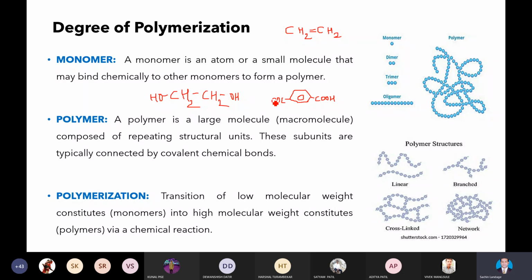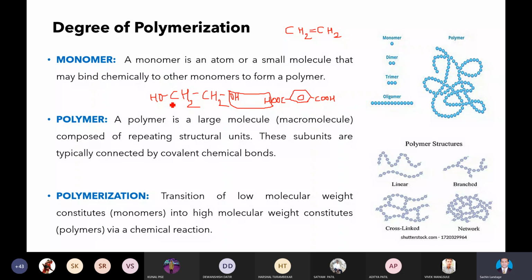Here you can see these are the two monomers, and one more requirement is that the monomer must be bifunctional. Bifunctional means two functional groups are there. The functional groups might be the same or different, but they undergo the condensation reaction by elimination of a water molecule. We get a polymer over here, and we get the ester group, which is nothing but our polyester.